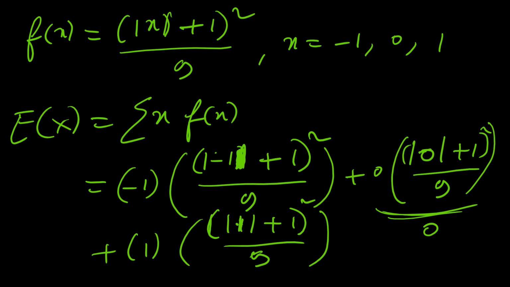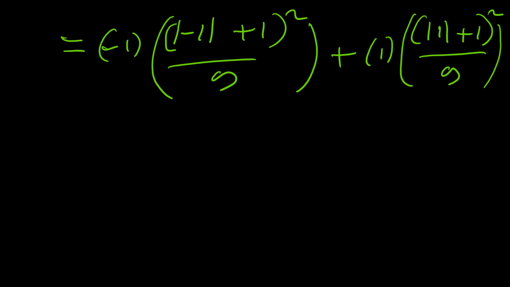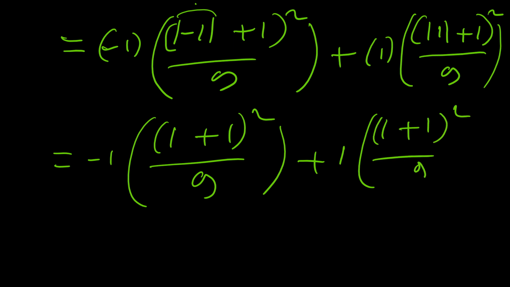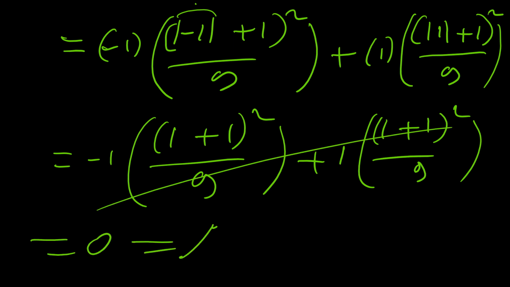So that's what we have. And look at this, because we have the absolute value here, this is going to give us 1. So this is going to be -1 times (1 plus 1) square divided by 9, plus 1 times (1 plus 1) square divided by 9, right? And you can see that it's the same thing, so this is just going to cancel out. We get 0. So this expected value, which is the mean, equals 0 in this case. So that was very easy to find.